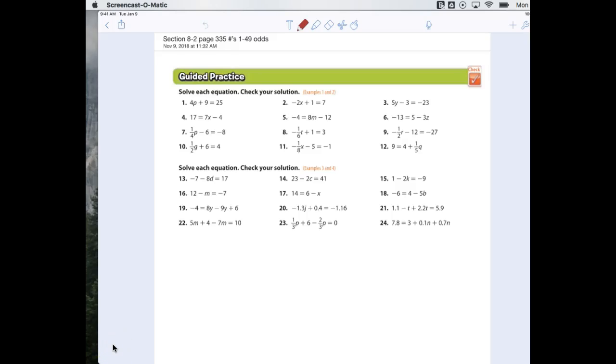Start with questions 1 and 3. So everybody go ahead and write down 1 and 3.